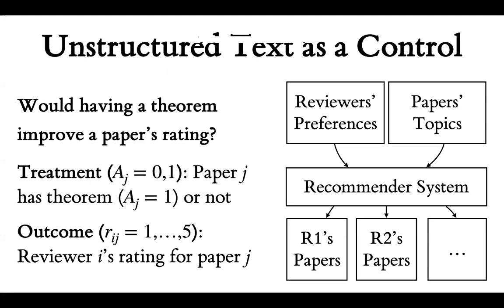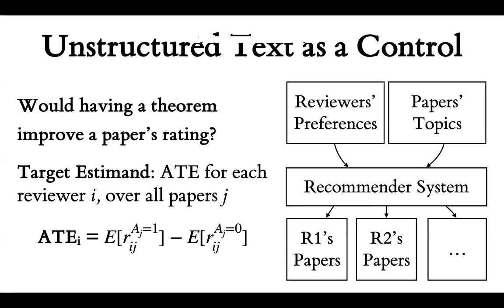And what I'm interested in is, if I change my treatment from 0 to 1, if I add a theorem, would the rating have increased? So that's the causal question I have in mind. The target estimate that I'm going for here is the ATE.